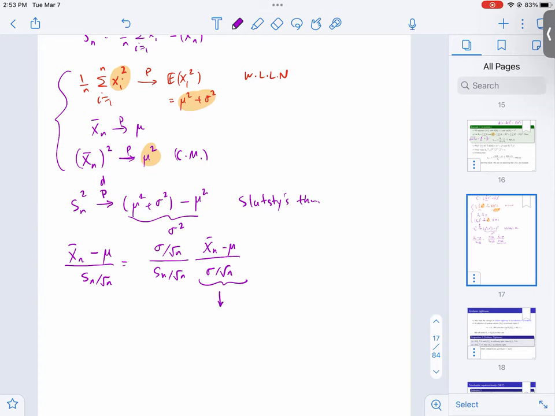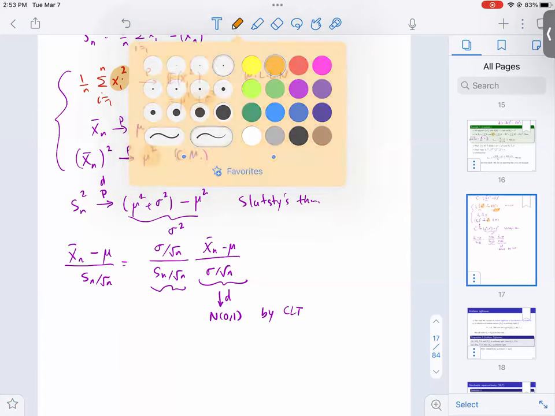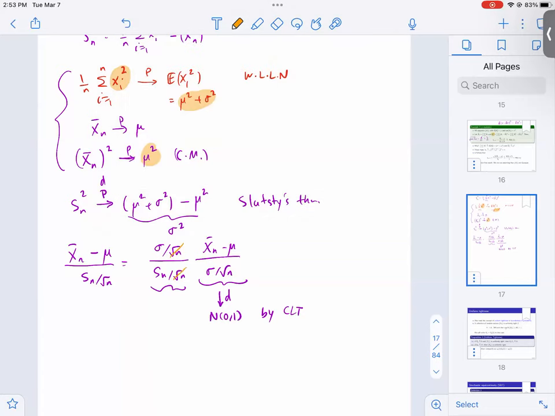This converges to normal 0,1 by just regular CLT. That's basically the classical CLT. How about this term? These guys cancel. So what can I say about sigma over Sn? It converges to one, in probability or in distribution.